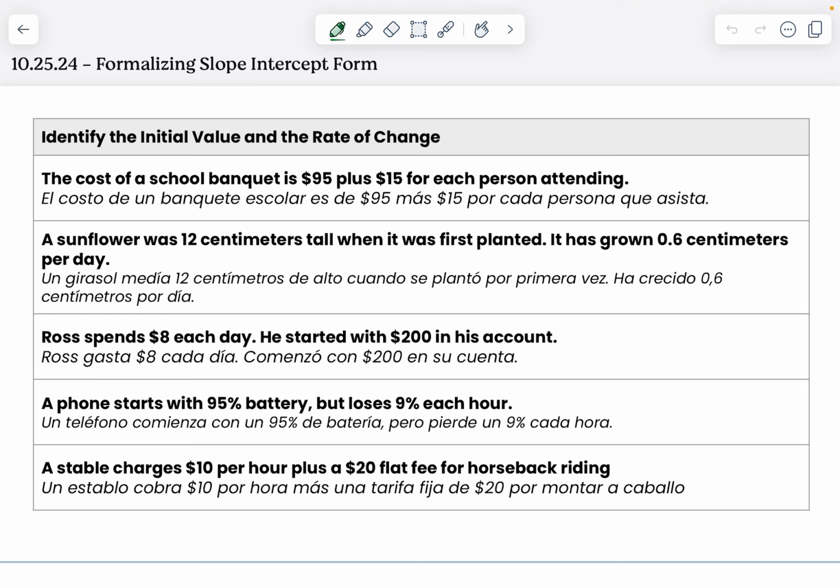Yesterday, or maybe today, depending on when you're seeing these videos, we were talking about initial values and rate of change. So I want to start off this video lesson with identifying the initial value and also the rate of change. So for all of these situations, I want to make sure that we got what we needed to get. So here's some scenarios. The cost of a school banquet is $95 plus $15 for each person attending. What is the initial value and what is the rate of change?